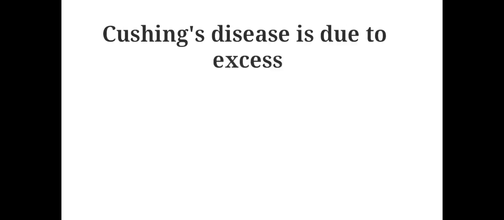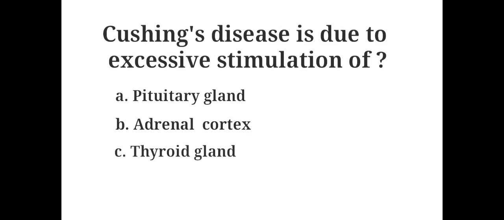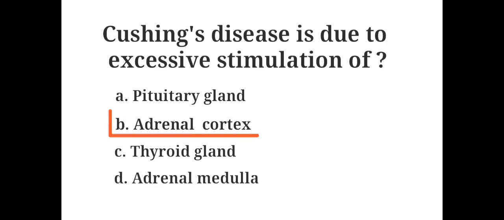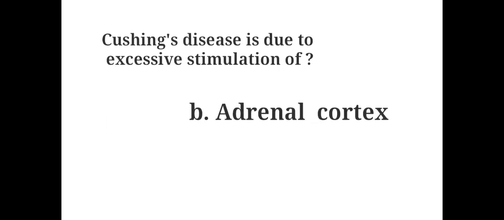Cushing's disease is due to excessive stimulation of A. Pituitary gland, B. Adrenal cortex, C. Thyroid gland, D. Adrenal medulla. And the answer is B. Adrenal cortex. Cushing's disease is due to excessive stimulation of adrenal cortex.